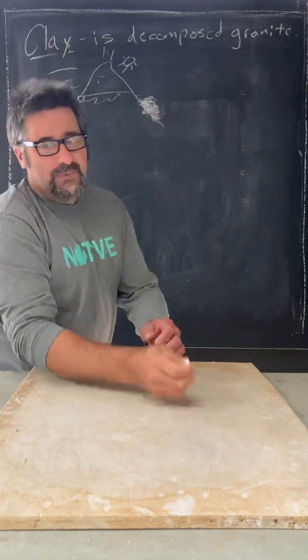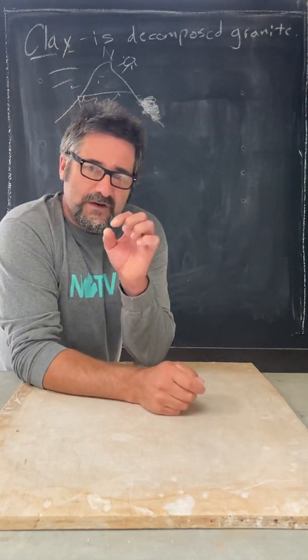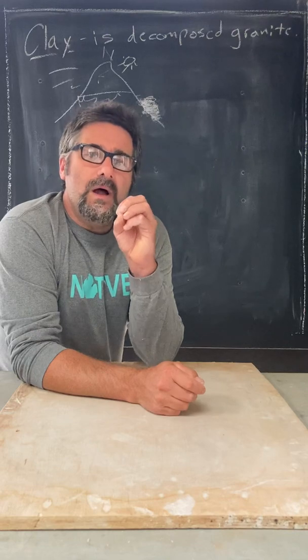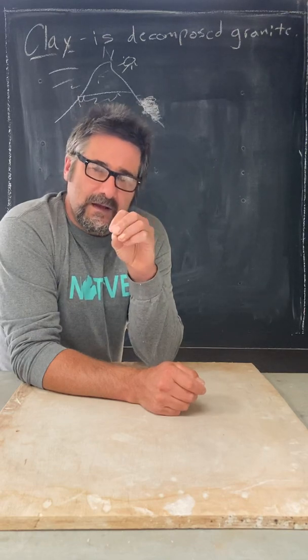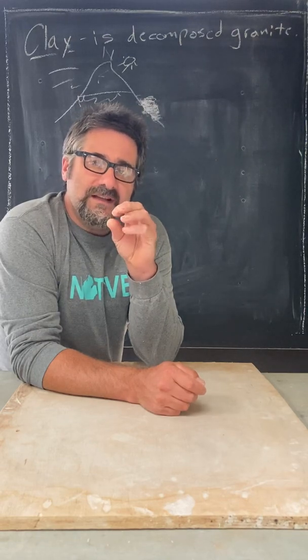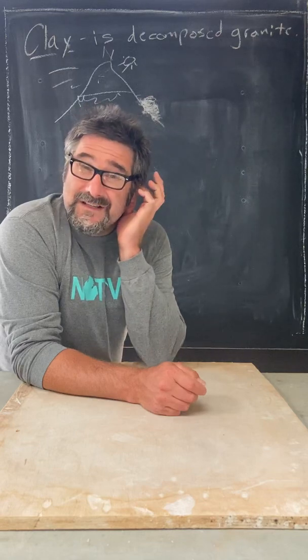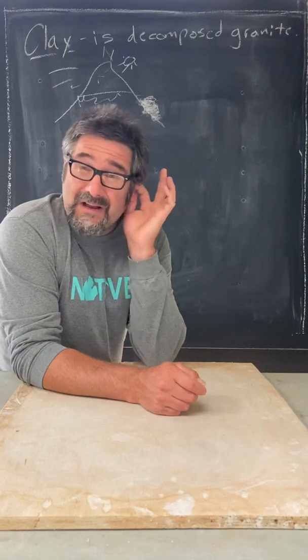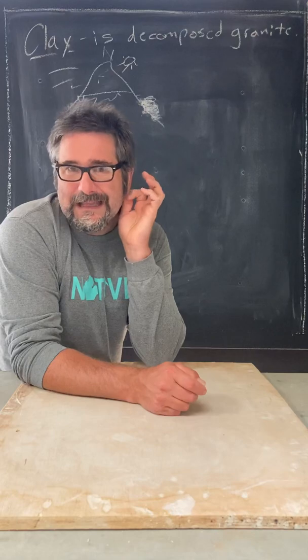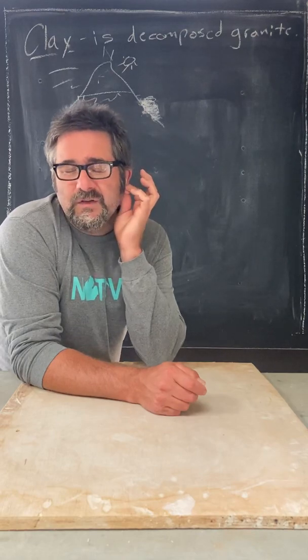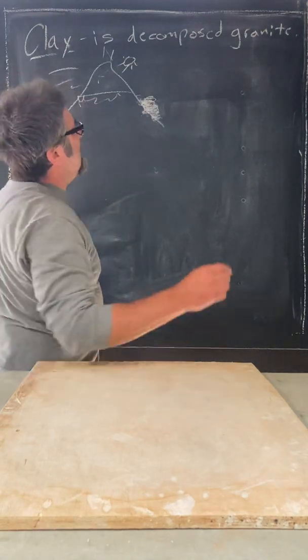Now you say, oh, decomposed granite, that's a landscape material. It's very coarse and rough. Well, that hasn't broken all the way down to clay yet. So it takes a minimum of 10,000 years for a little chunk of granite to break all the way down into clay. A word that we're also going to use that is a synonym of clay is kaolin.